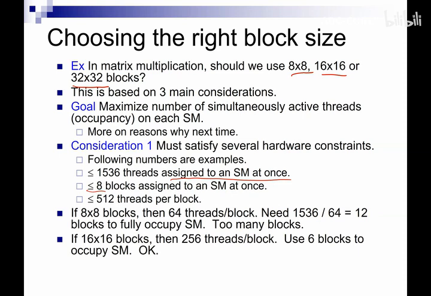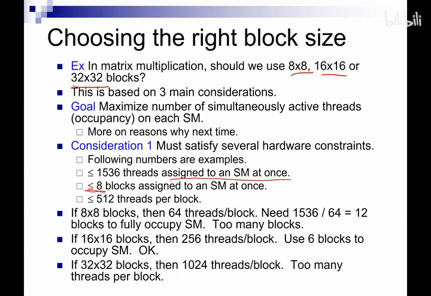Now if you're using 16 by 16 blocks, you have 256 threads per block, and 1536 divided by 256 is 6 blocks. So we can run 6 blocks, and this would run fine. We can run 1500 threads with 16 by 16 blocks. Now the 32 by 32 blocks would be 1024 threads per block, and here we have a limit that we cannot run that many threads per block. So we cannot use this block size. Basically that's saying that we should use the 16 by 16 blocks.